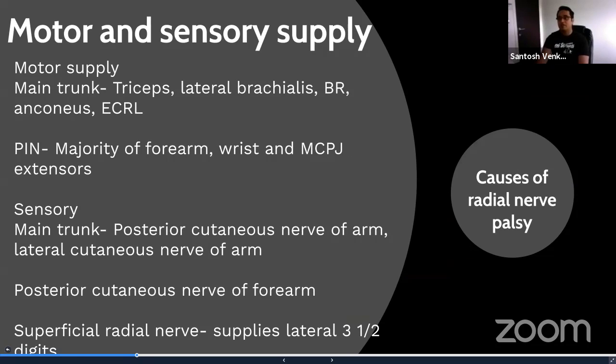Because it's such a long nerve and takes such a tortuous route, it has a lot of motor and sensory supply. The main trunk of the radial nerve supplies the triceps, the lateral part of the brachialis, brachioradialis, anconeus, and ECRL. And there's some variations around that area as to what else it can supply. The posterior interosseous nerve is a motor nerve, and it supplies all the forearm, wrist, and metacarpophalangeal joint extensors.